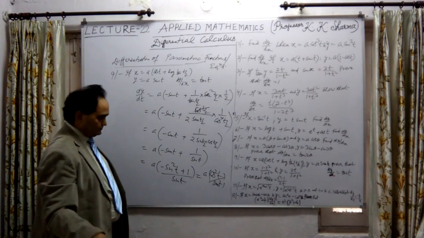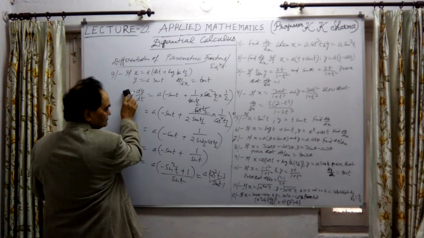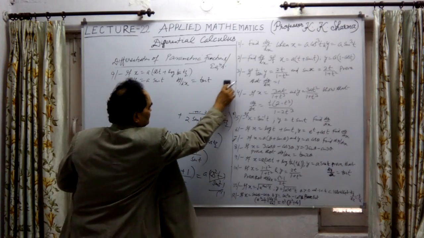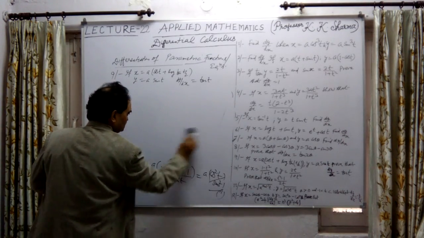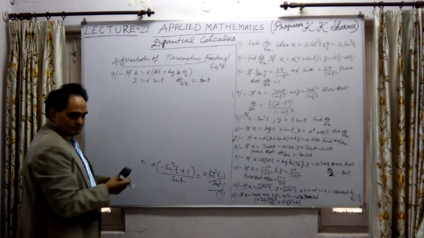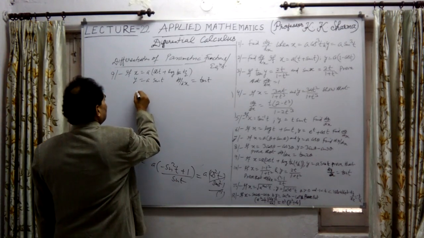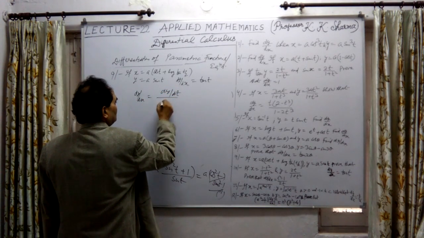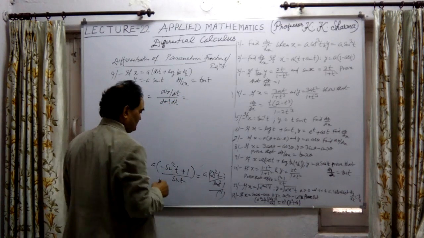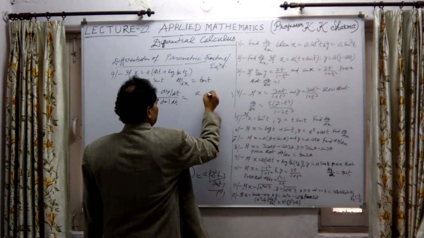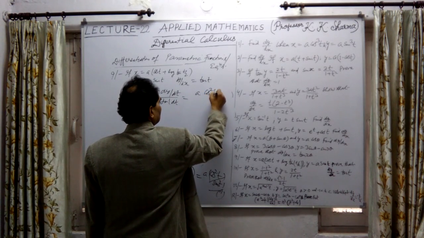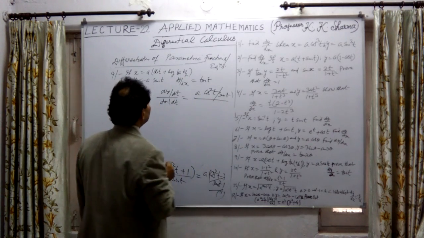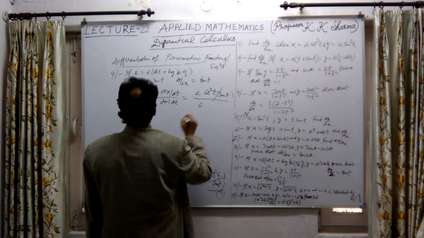Sorry, so simple a question. Now dividing the second by the first one, we obtain dy/dx is nothing but dy/dt over dx/dt. Sorry, this is a cos² t divided by sine t, and in the denominator we have a cos t.